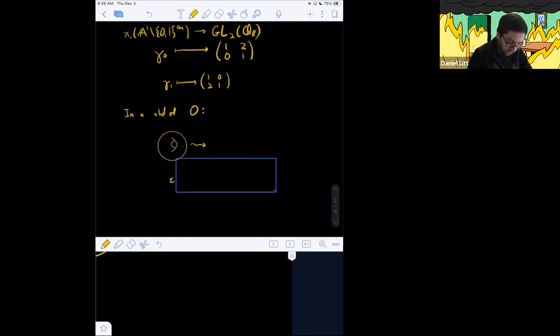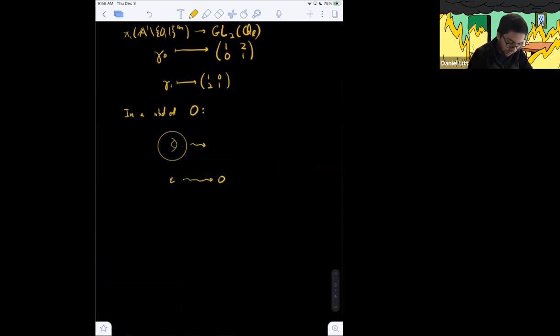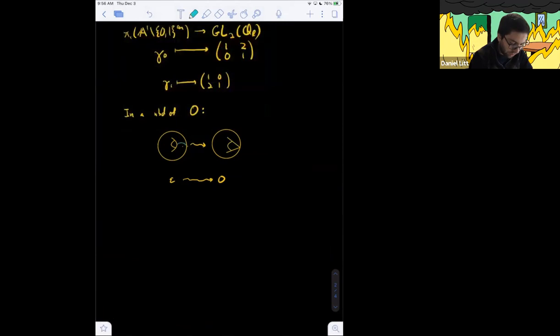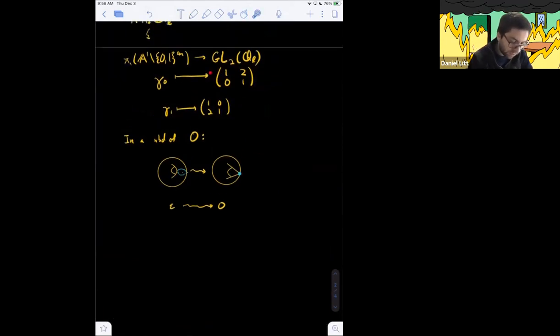And then as you go to 0, you get a singular, a nodal cubic, which looks something like this. Right. So there's a loop here that shrinks down to a node. Okay, and this is an analytic computation you have to do.